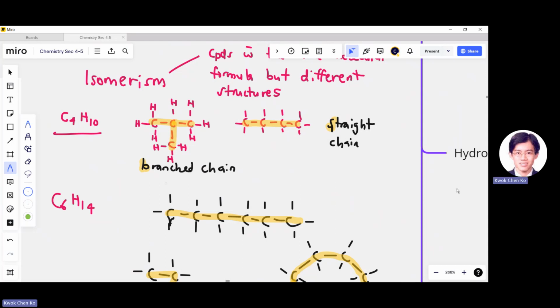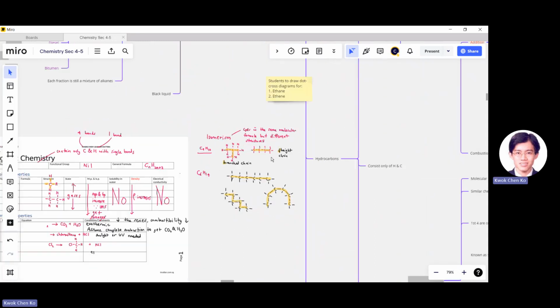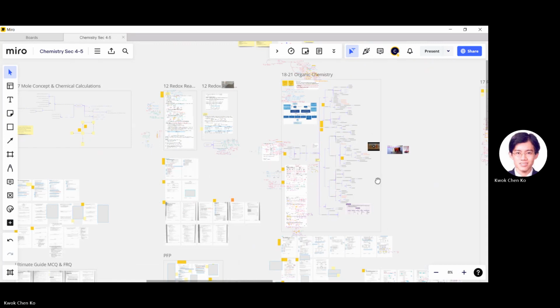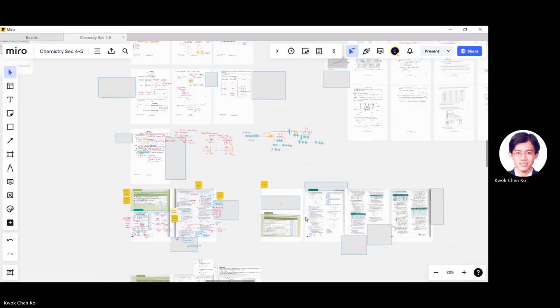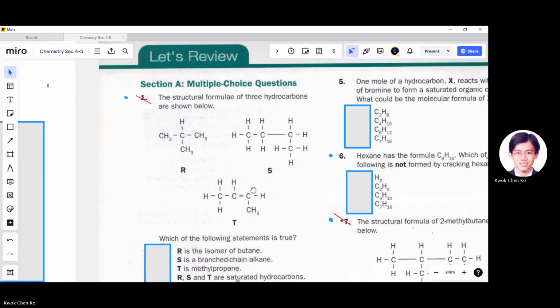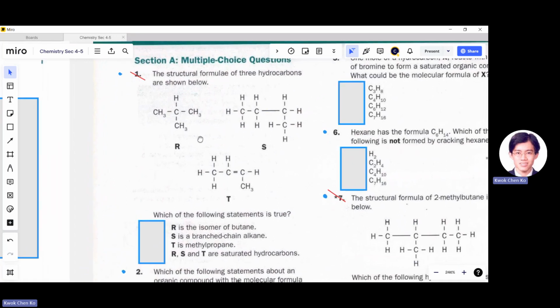I need to check the question. Let's go back. Number 1, right? Which of the following statements is true? Which answer do you say it is? B, S is a branch chain alkane. No, this is a trick question because you look carefully. I go from 1 to 2, 2 to 3, 3 to 4. There's no branching. Don't get tricked.